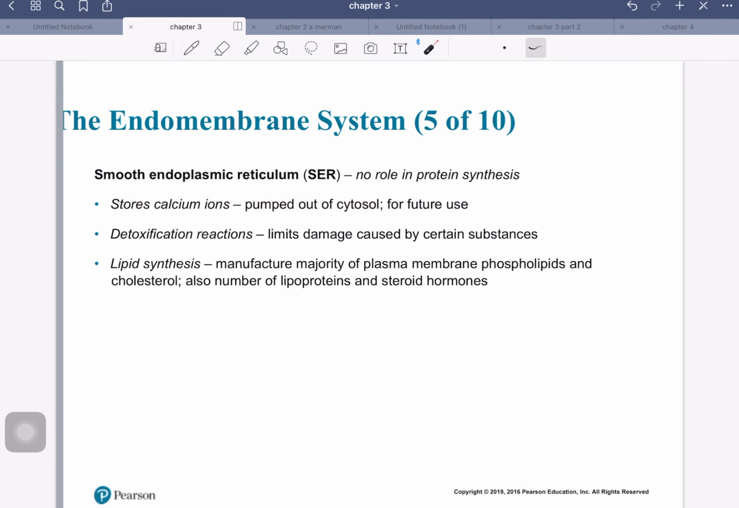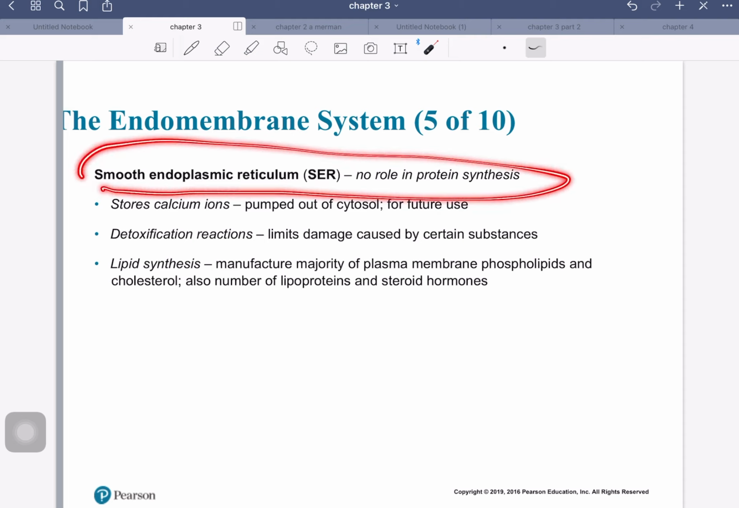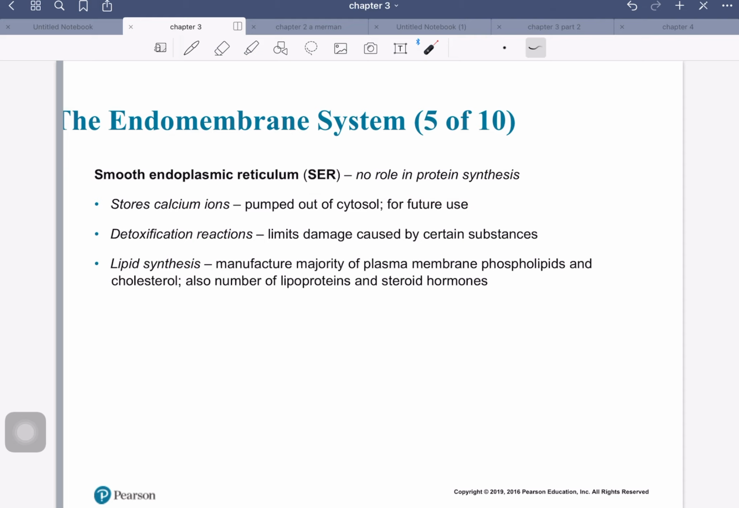Smooth ER, no role in protein synthesis, so it does something different. It can store calcium ions that are pumped out into the cytosol, and basically it's like a bank account where you can put calcium in there for later use. We'll see when we get to skeletal muscle cells that they use a modified form of smooth endoplasmic reticulum to store calcium ions that will aid in muscle contraction.